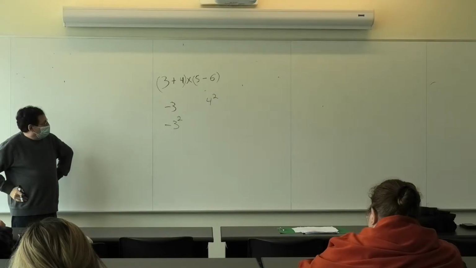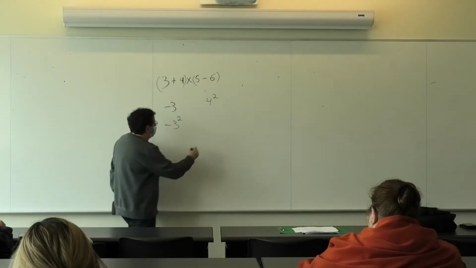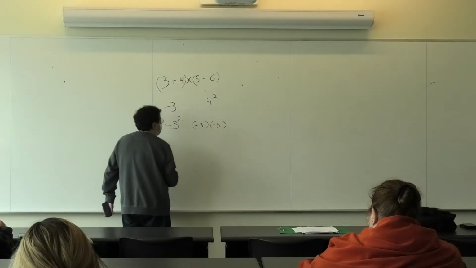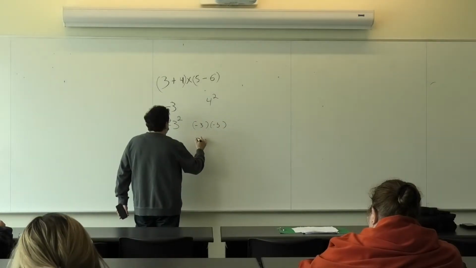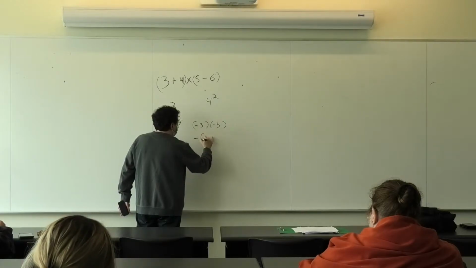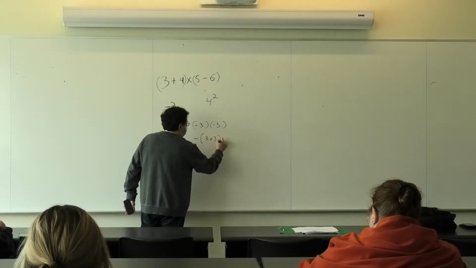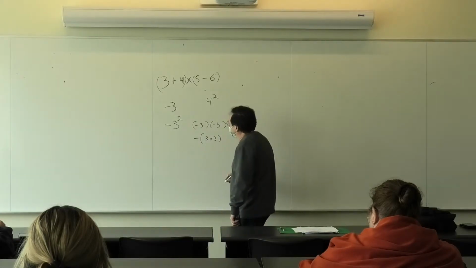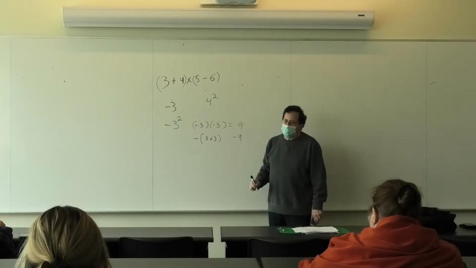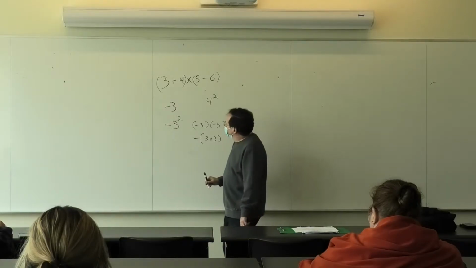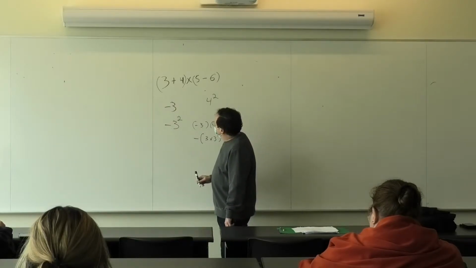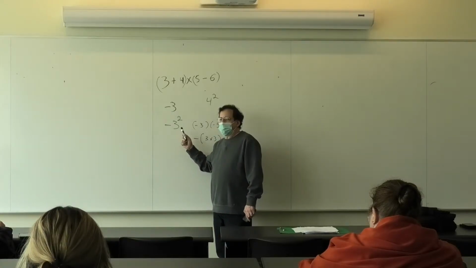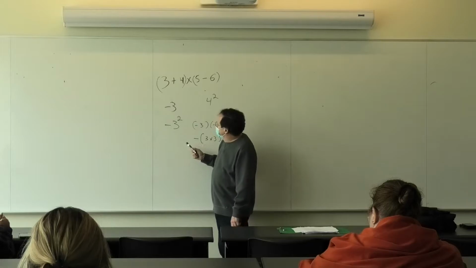So the question is this: is it -3 times -3, or is it -(3 times 3)? Here the result is very different. You get either 9 or -9. Now, this apparently is not as set in stone as I would like it to be.